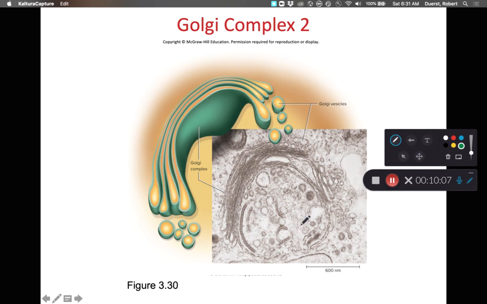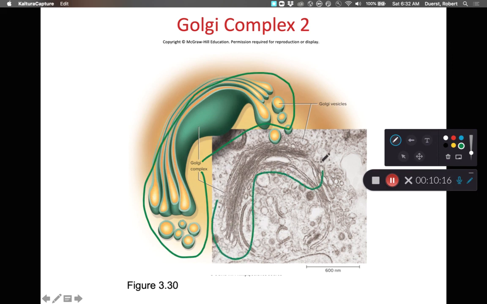Here is a diagram from the textbook showing the Golgi complex in green. And then here we can see an electron micrograph of our Golgi complex as well.